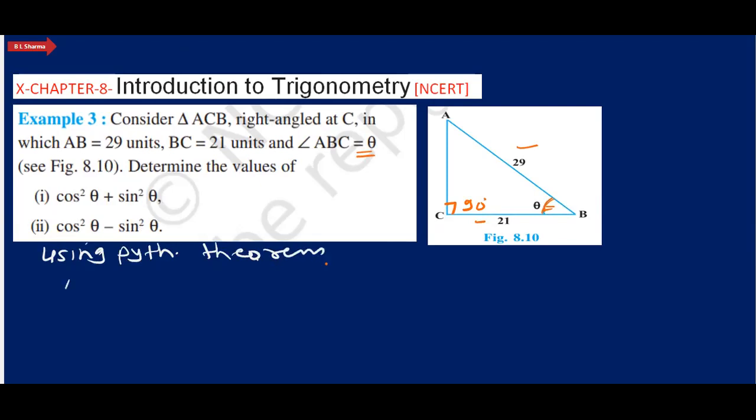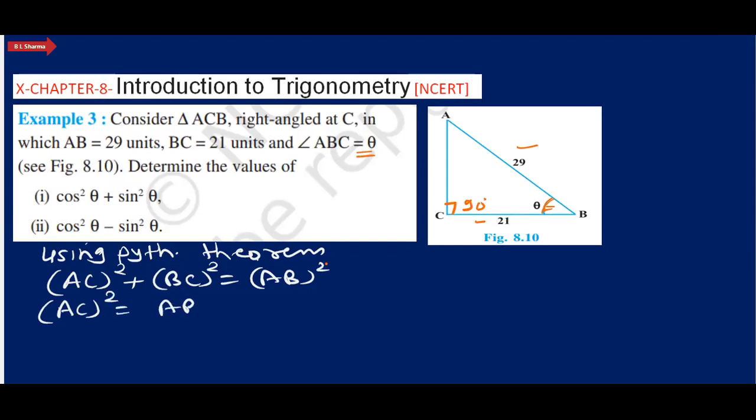देखिए, AC स्क्वायर प्लस BC स्क्वायर इज AB स्क्वायर. The sum of the square of two sides is equal to the square of the longest side, means square of hypotenuse. So AC square is equal to AB square minus BC square.